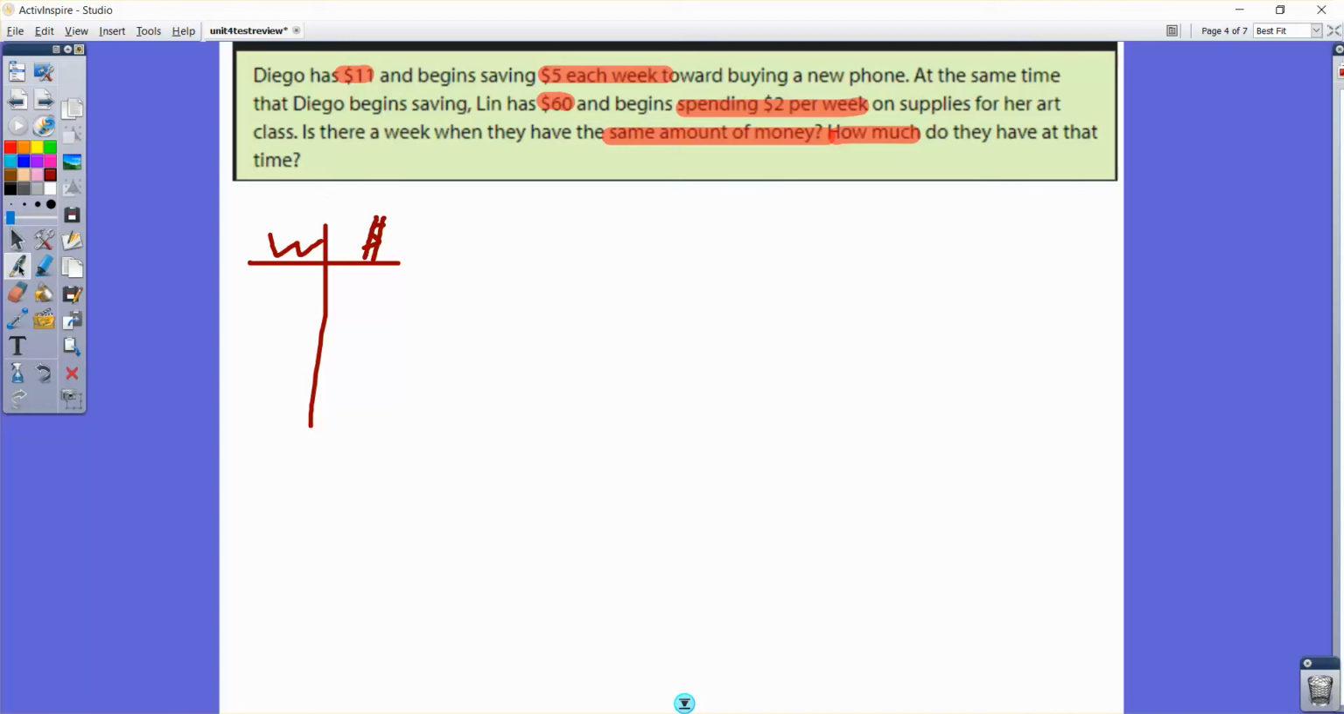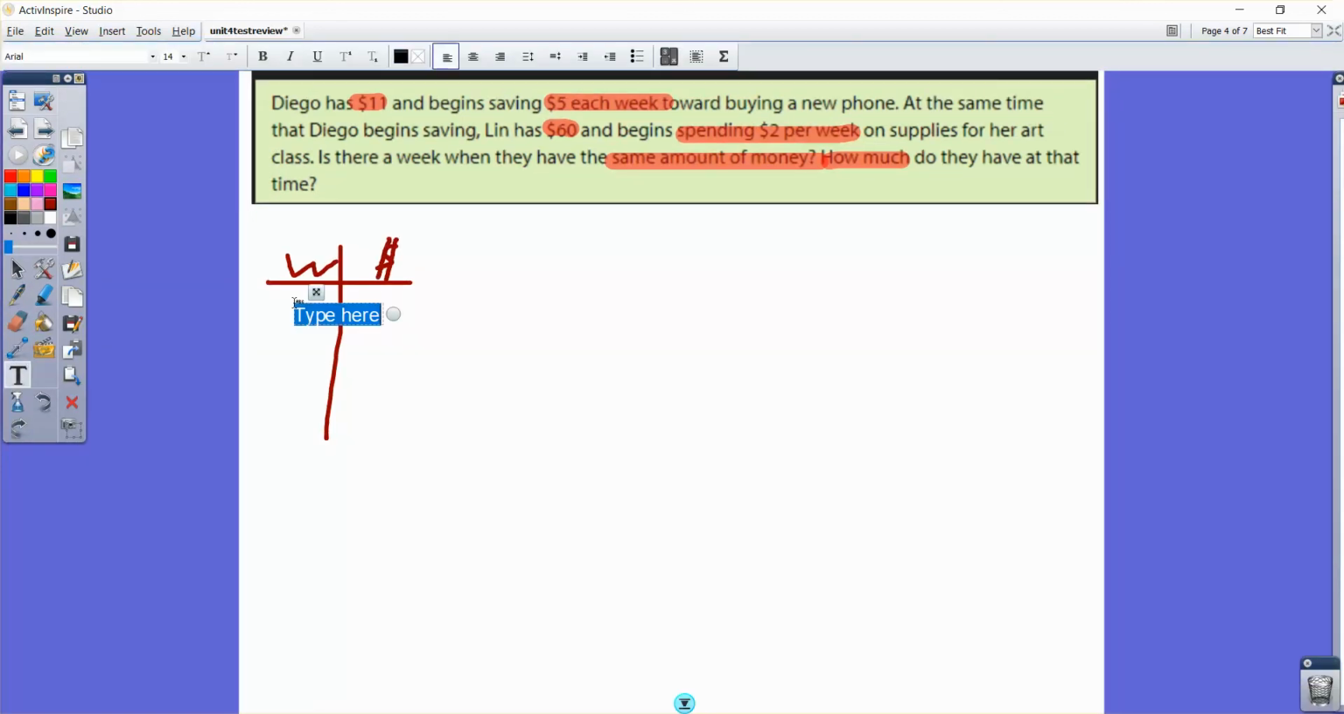If he's at the start, which means week 0, how much money does he have? In this case, he's got $11 to start off, because it says he had $11 and then he begins saving. Now, after the first week, how much money does he have? Well, if he's adding $5 each week, he's going to add $5 to that and have $16. At the second week, he's going to have $21.